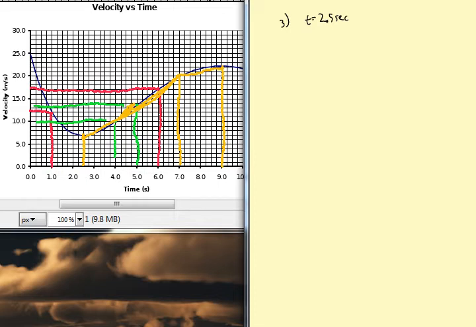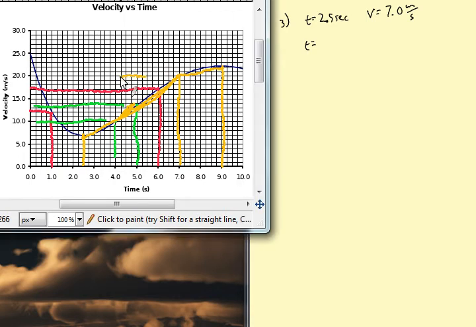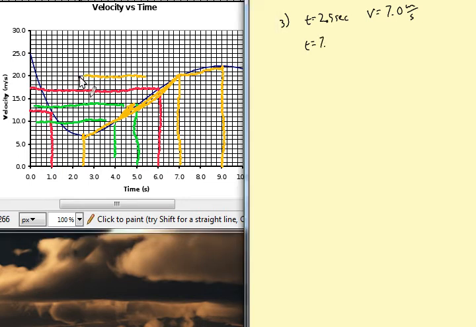Velocity is 7.0 meters per second. All right. And then at t equals, my intermediate midpoint here was 7.0 seconds. It looks like my velocity there is this line here. So what is this when we come across here? That is 20.0. Okay, so at t equals 7.0 seconds, my velocity equals 20.0 meters per second.